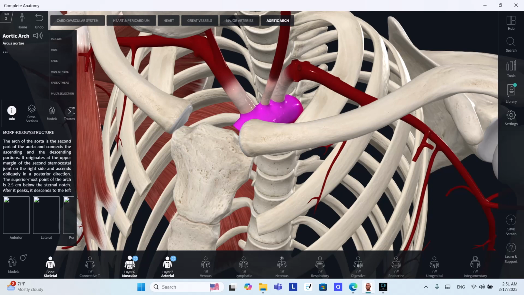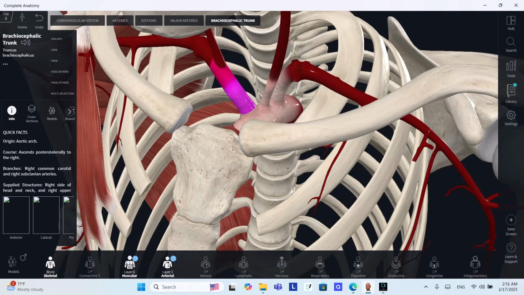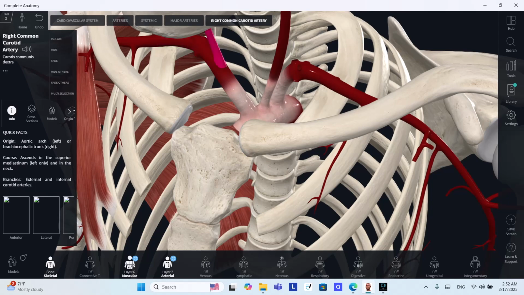So first of all we have the aortic arch. On the right side, this gives us the brachiocephalic trunk. The brachiocephalic trunk is on the right side only, okay? It will give us the subclavian artery, the right one, and also the right common carotid artery.